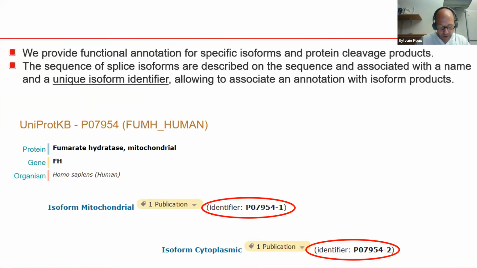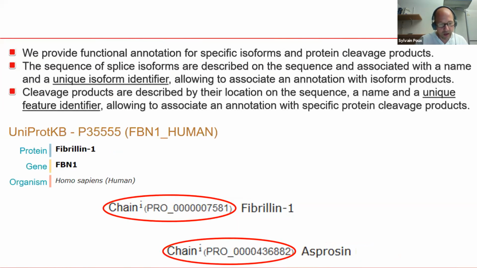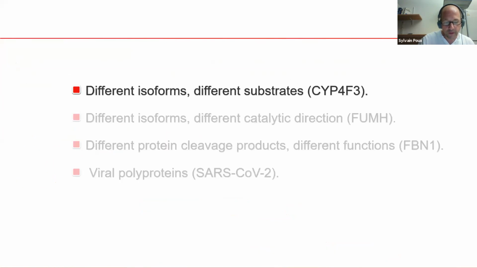We provide functional annotation for a specific isoform by using the unique isoform identifier, or splice isoform, thereby associating an annotation with an isoform product. And similarly, for cleavage products, we use the unique feature identifier of protein chains, allowing us to associate an annotation with specific protein cleavage products. I will now illustrate the importance of individual protein isoforms and chains with some examples.